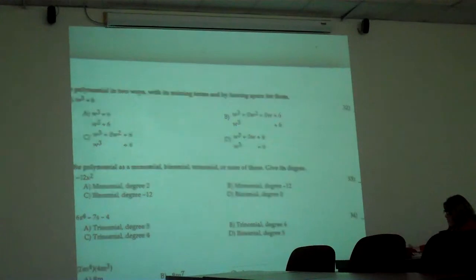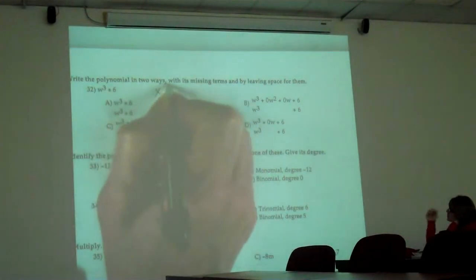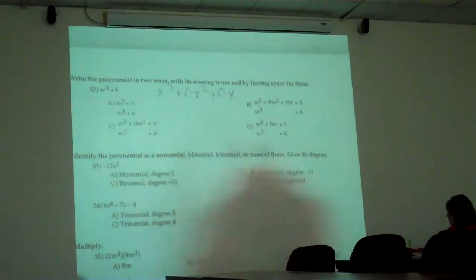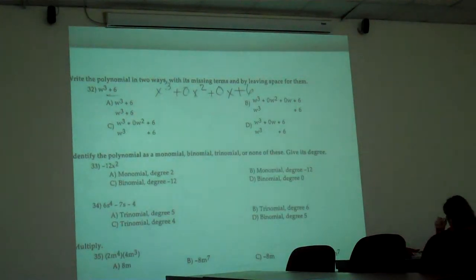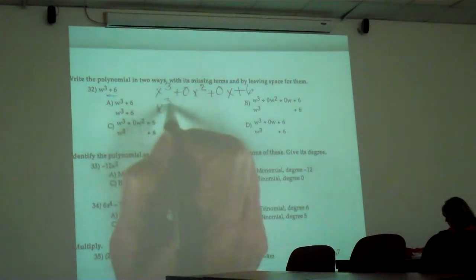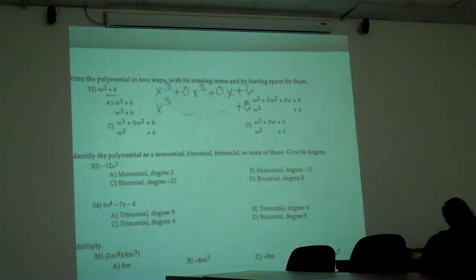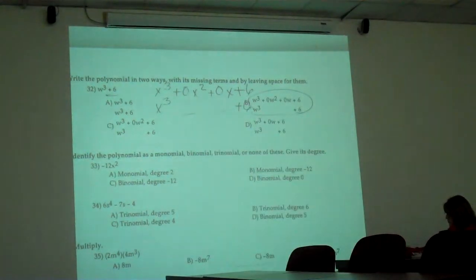Okay, 32. Write the polynomial in two ways: with the missing terms and then with space for them. You have x^3, you don't have an x^2, you don't have an x, and then you put the plus 6. That's writing it with the missing terms, and this would be writing it with a space, leaving a big space in between. So this is it right here.